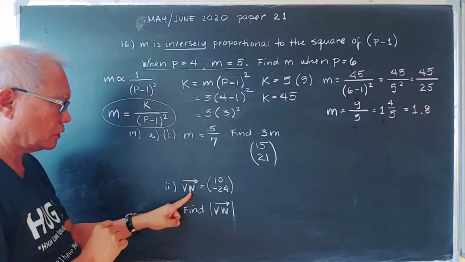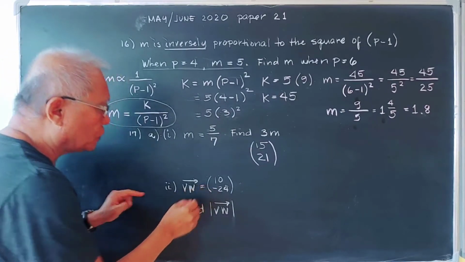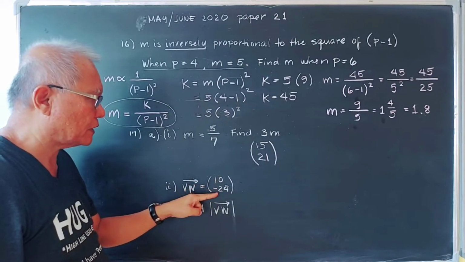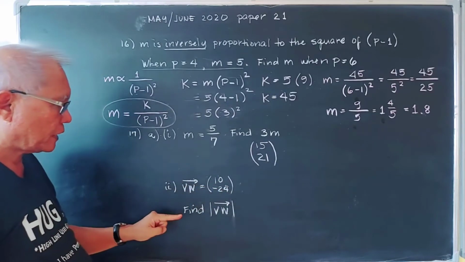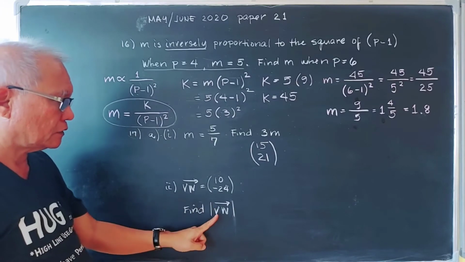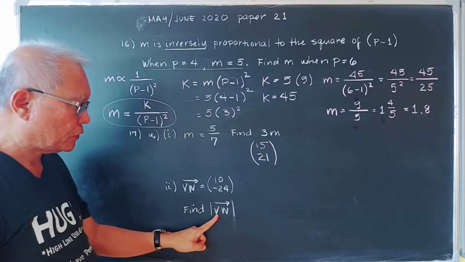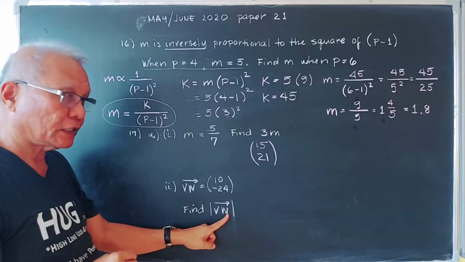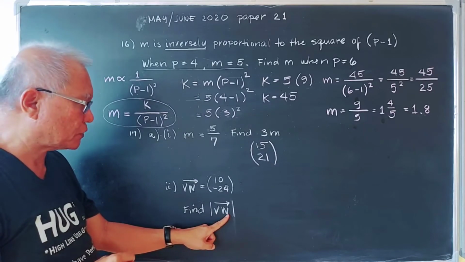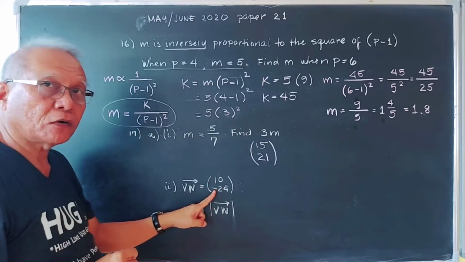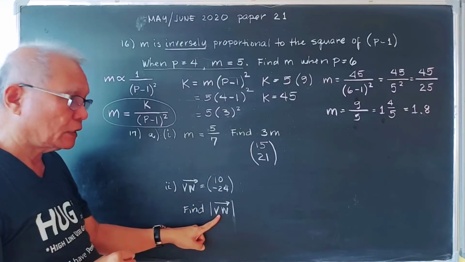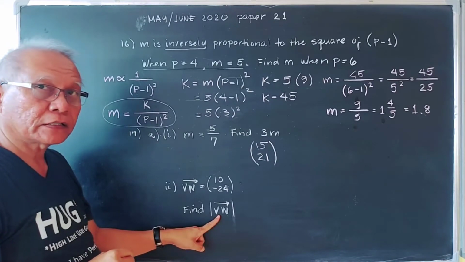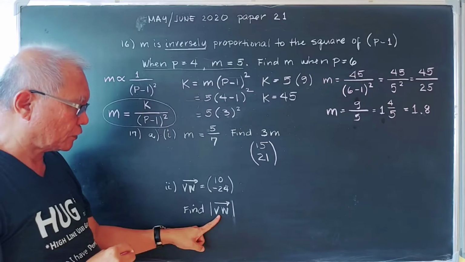ii) Vector VW is equal to 10, negative 24. This one is the x, this one is the y. We are required to find the absolute value of VW. When you say absolute value, that is the length of the hypotenuse. So these are the sides of our triangle, and this one is the hypotenuse. So we are going to apply our knowledge of the Pythagorean theorem.